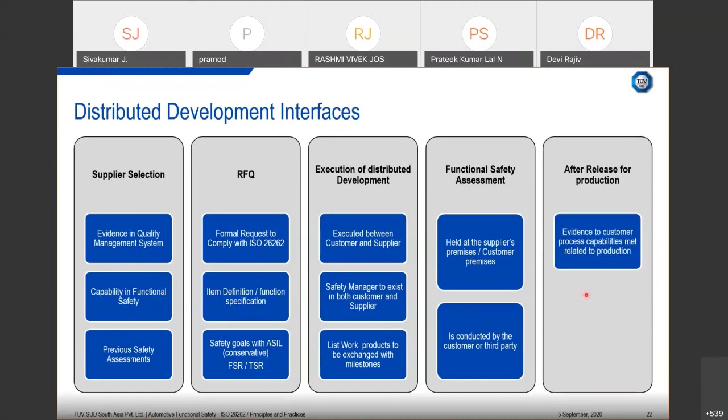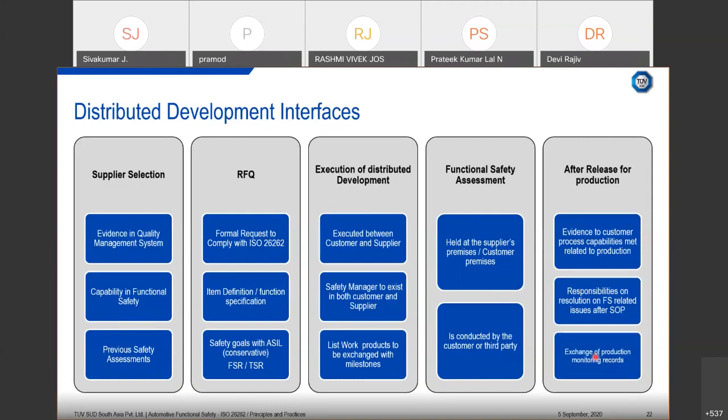And then after release for production, evidence to the customer of process capability related to production, and the responsibilities on resolution of FS related issues after SOP. In case something happens after SOP, I mean on the production side, or maybe during the user's operation time, that has to be notified to the concerned party who developed it, and the customer and so on, so that it can be fixed.